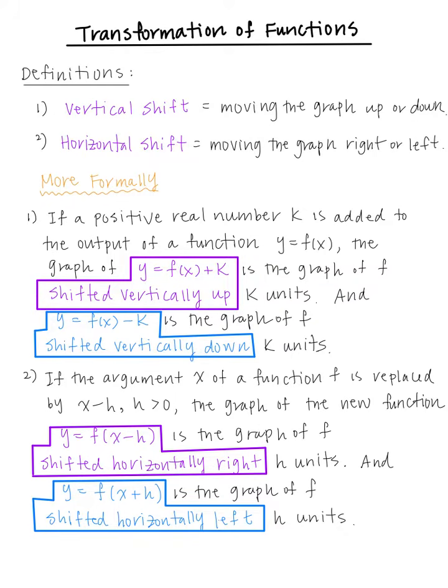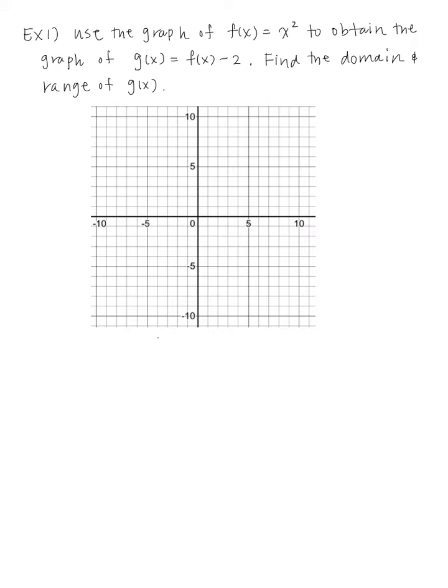Now let's talk about the horizontal shift. So I put it under number 2. If the argument x of a function f is replaced by x minus h, where h is positive, then the graph of the new function y equals f of x minus h is the graph of f shifted horizontally right h units. And y equals f of x plus h is the graph of f shifted horizontally left h units. So again, you can think of these two functions as maybe the formulas how to shift the given graph right or left. Okay, so let's do some examples.